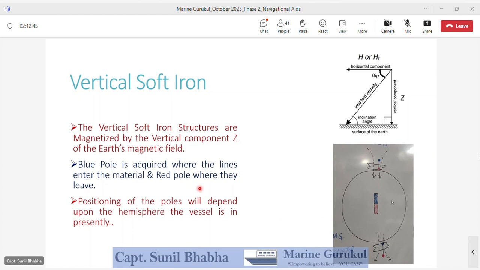So you see, as we changed the hemisphere, with the change in hemisphere, the direction of the magnetic lines of force of the Earth also changes. In the southern hemisphere, they come out of the Earth's surface, and in the northern hemisphere, they go down into the Earth's surface. And with this change, the poles acquired by the vertical soft iron also change. The poles get reversed when the ship changes from one hemisphere to another.